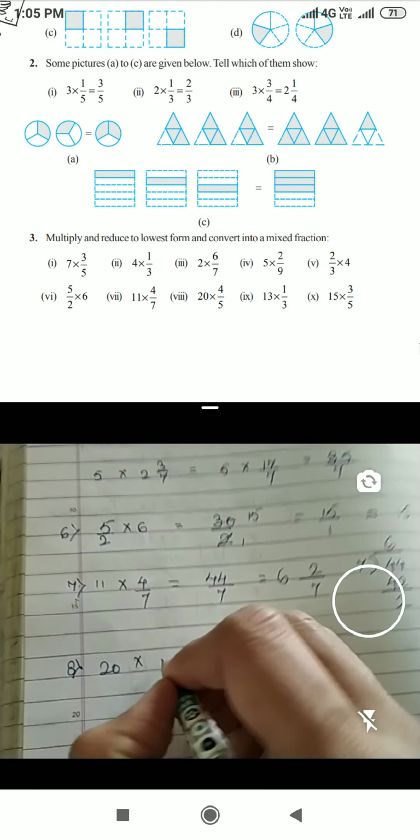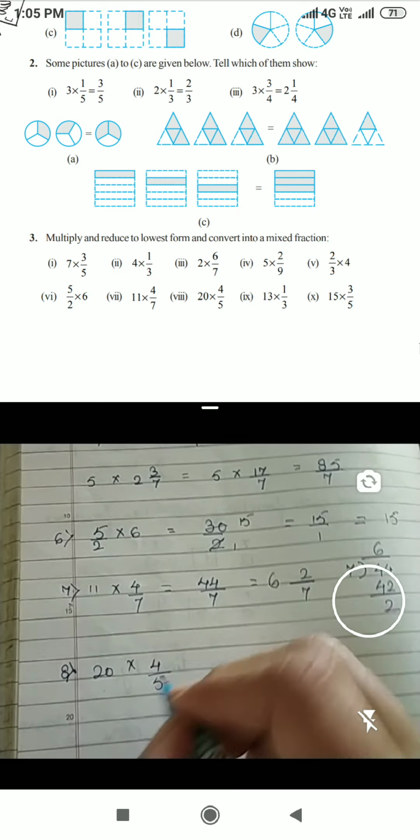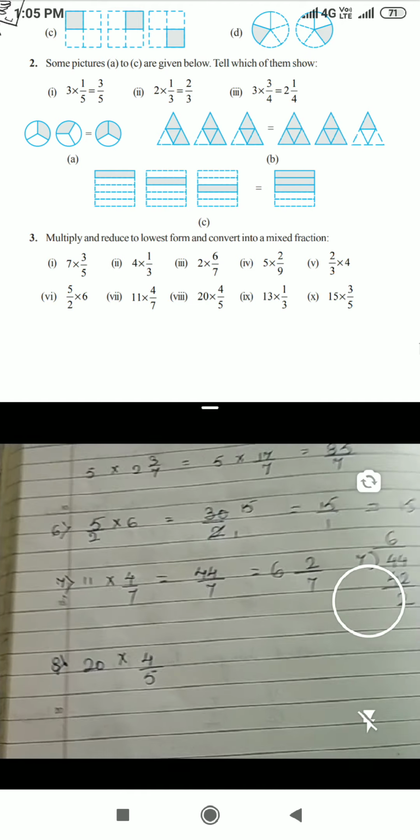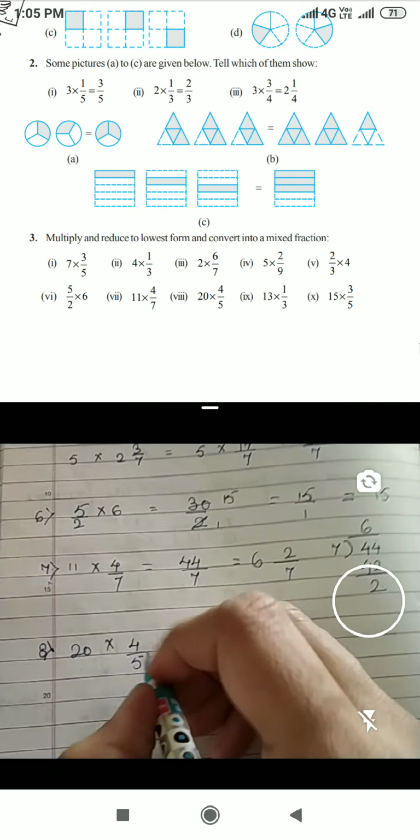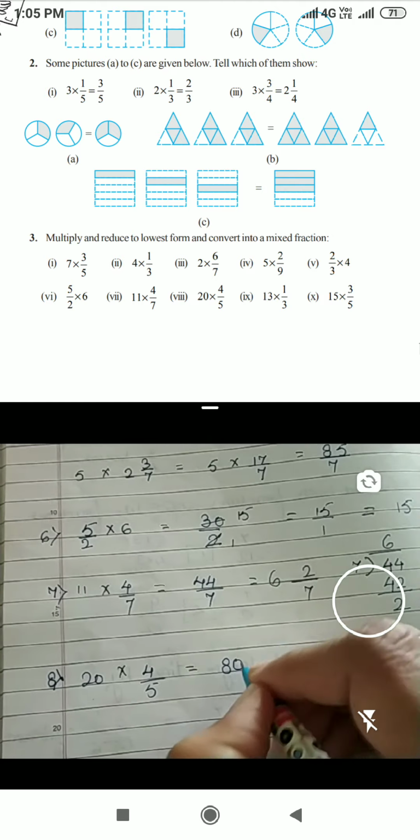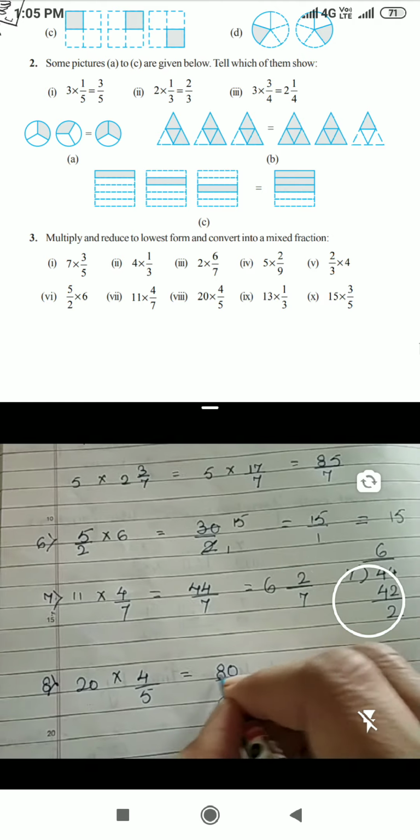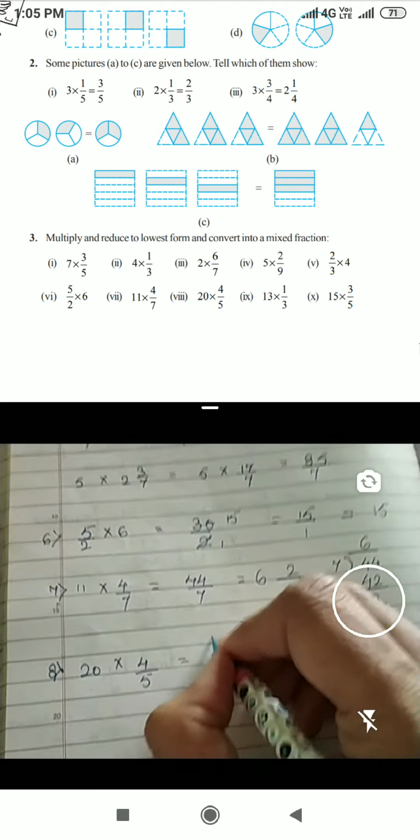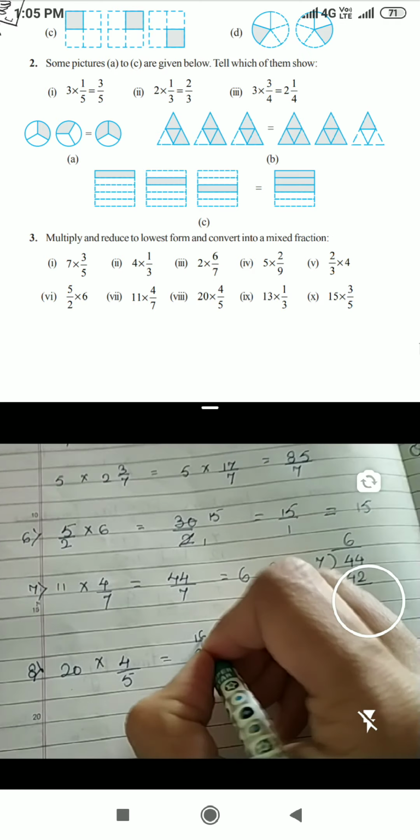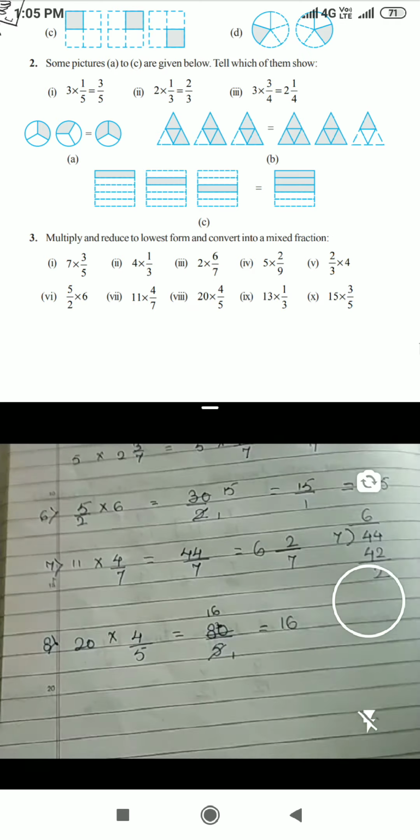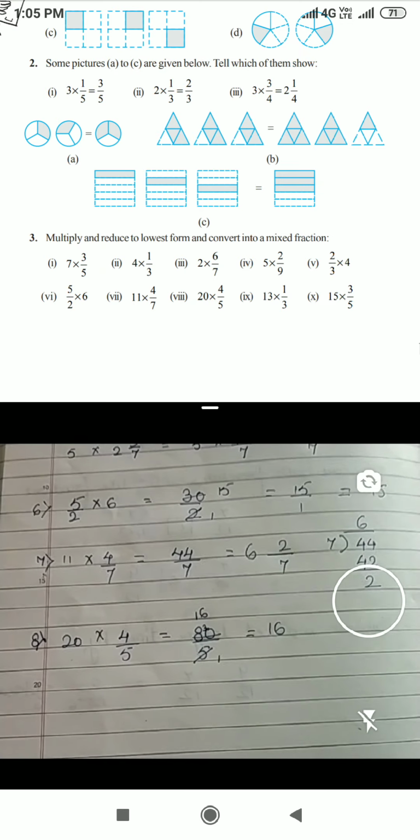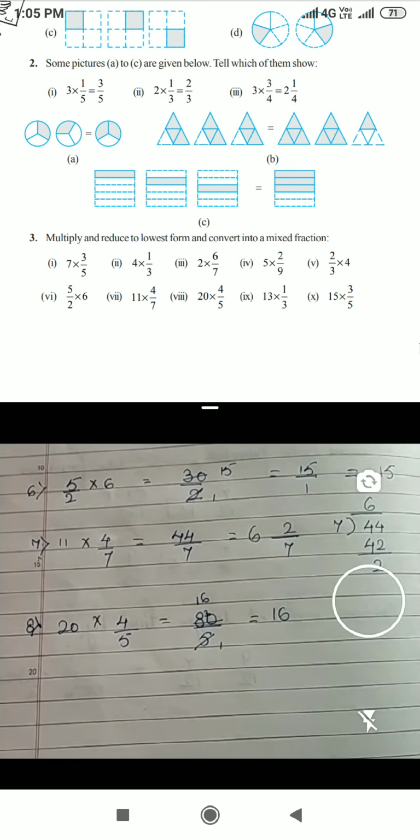Now next 8th one. 20 into 4 upon 5. So come on. 80 upon 5. 5 ones are 5, 5 ones are 5, 6, 7, 8. 3 carry here, 30, so 6. So here directly we get the answer 16. Okay.